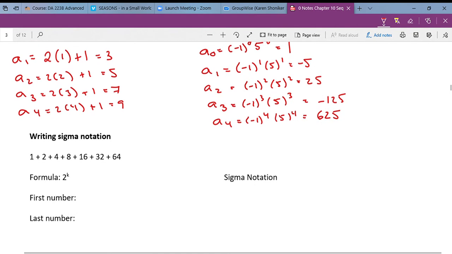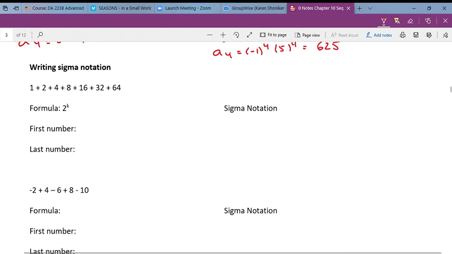All right, so how do you write sigma notation? Well, you need a formula, and then you need to figure out what you're starting your k value as. So for example, if you look at this one, I'm telling you that this is going to be the formula. So the formula to find any term in the sequence is 2 times k. So what we have to figure out is what we're putting in for k. So you don't have to start at 1.